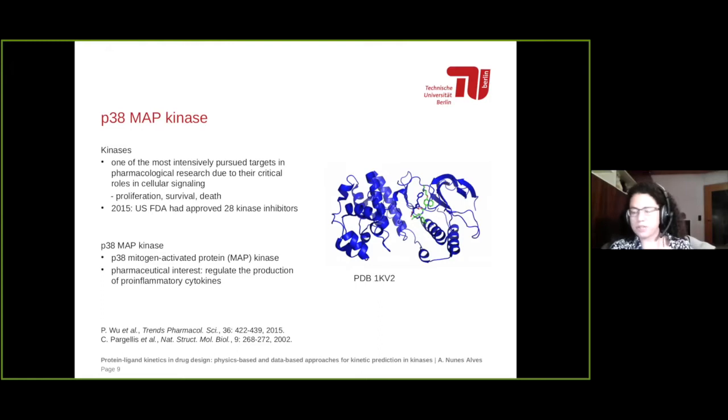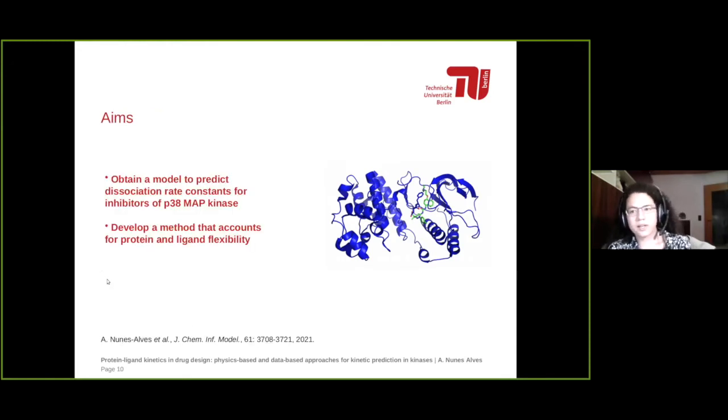For this part of the talk, we'll talk about p38 MAP kinase. And this has pharmaceutical interest because it regulates the production of pro-inflammatory cytokines. So if we design drugs against this kinase, we can control inflammatory processes. In this work, what we wanted to do was to obtain a model to predict K-off rates for inhibitors of MAP kinase, and also develop a method at the same time that accounts for ligand and protein flexibility.